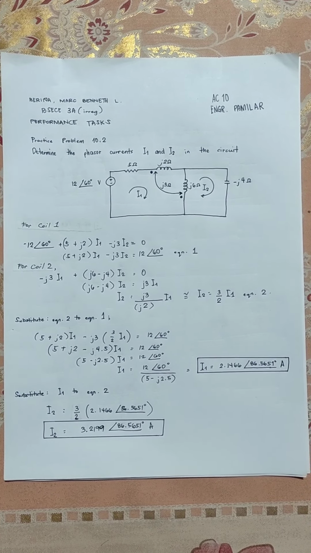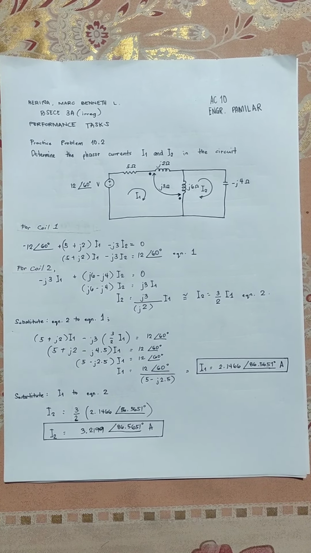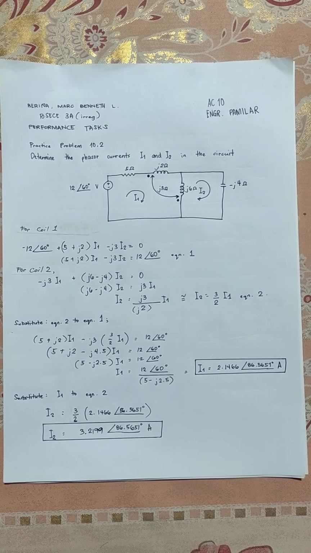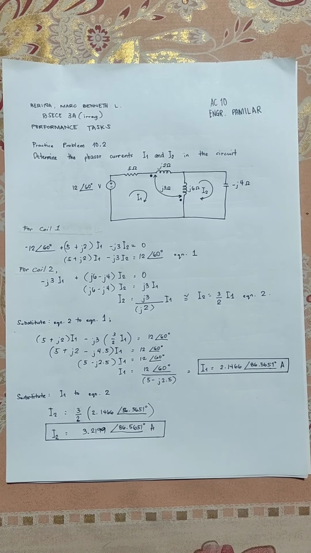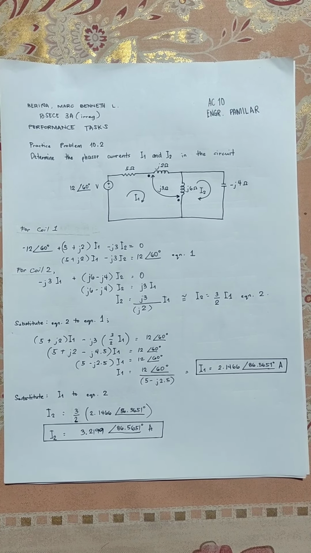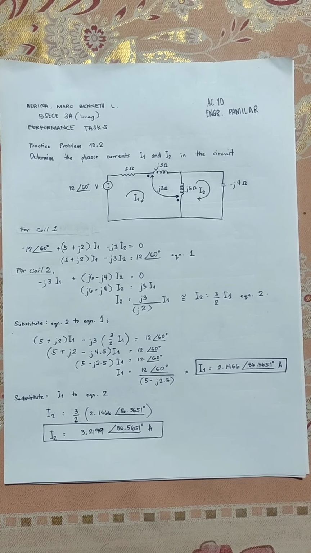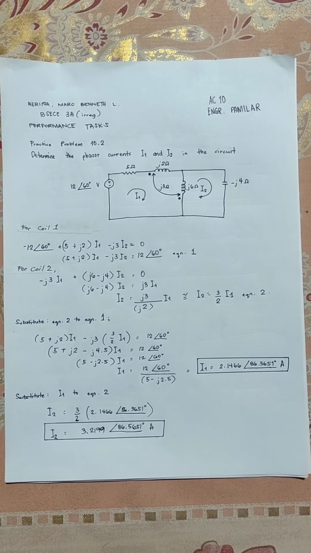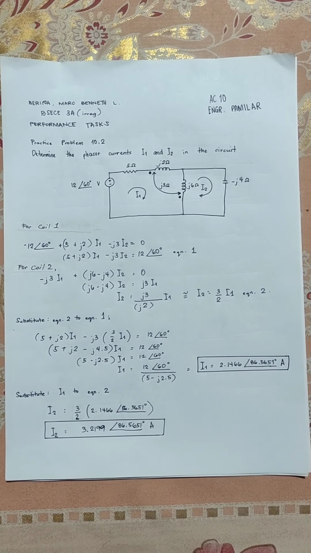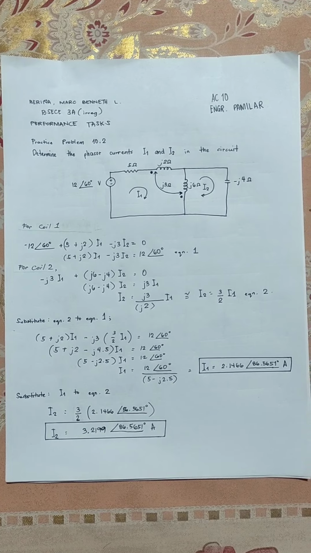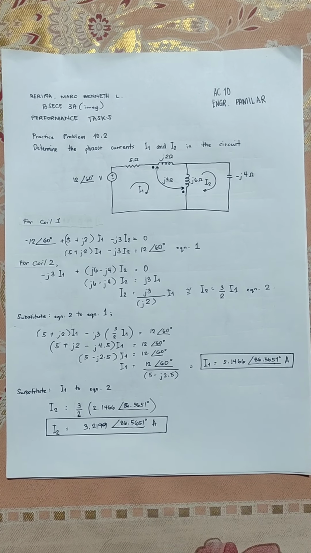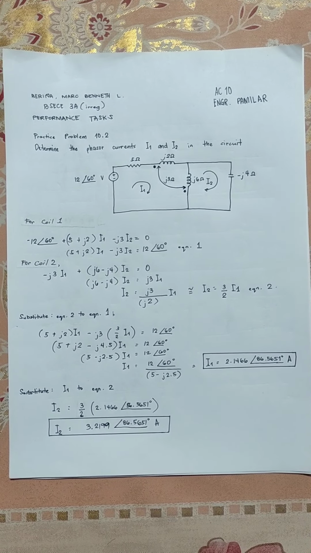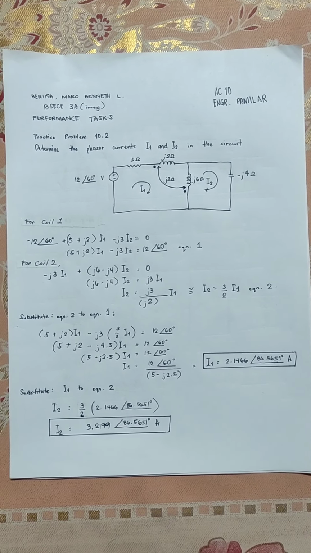In practice problem 10.2, determine the phasor currents I1 and I2 in the circuit. For coil 1, negative 12∠60° plus (5 + j2) I1 minus j3 I2 equals 0. Since our currents are both entering the dot, our j3 term will be negative. Our equation 1 will arrive at (5 + j2) I1 minus j3 I2 equals 12∠60°.